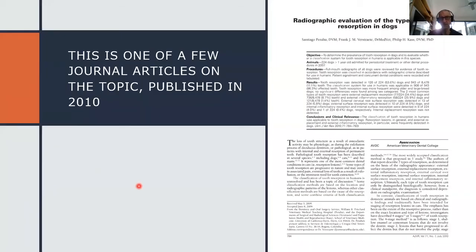There's very little literature on tooth resorptions in dogs. This study out of California, Santiago Peralta, was a retrospective study. It looked at 224 dogs that were admitted for some form of dental treatment. They did full mouth radiographs on these dogs. These dogs were greater than 1 year of age, and they found about 53% of the dogs had some form of tooth resorption. So it is quite prevalent out there.